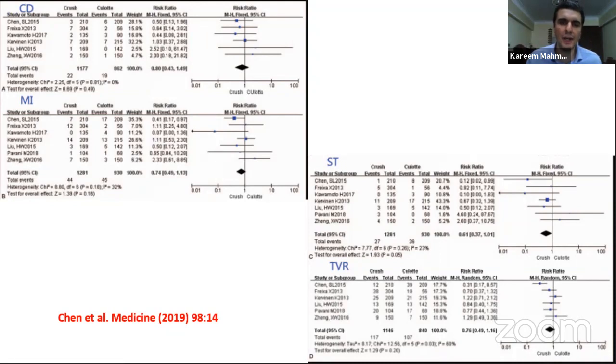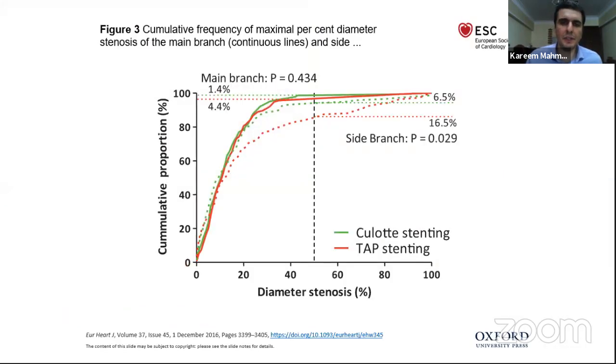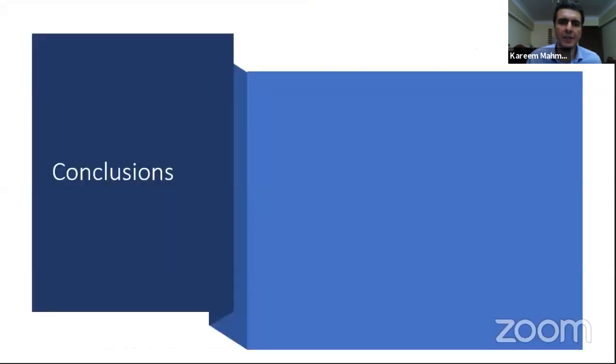So the crush is comparable. The DK crush may be better than Culotte. However, when comparing the Culotte to the TAP technique in this nice trial, it showed that in the main vessel there is no significant difference regarding the incidence of in-stent restenosis. However, the incidence of in-stent restenosis was higher in the TAP technique, reaching 16.5% as compared with the Culotte technique, which is 6.5%. So this is a short comparison with the trials of the two-stent techniques.